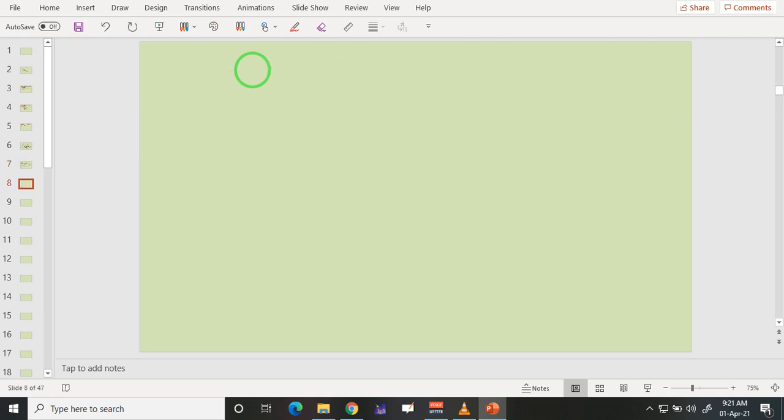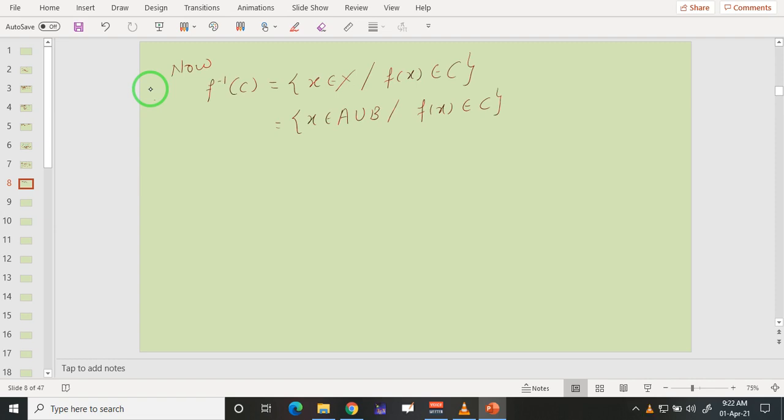Now let us see what is the inverse image under that. F inverse of C will be nothing but, by definition, the set of all x in your domain such that f of x belongs to C. And we know that this X can be written as A union B, so it is nothing but the set of all x belonging to A union B such that f of x belongs to C.